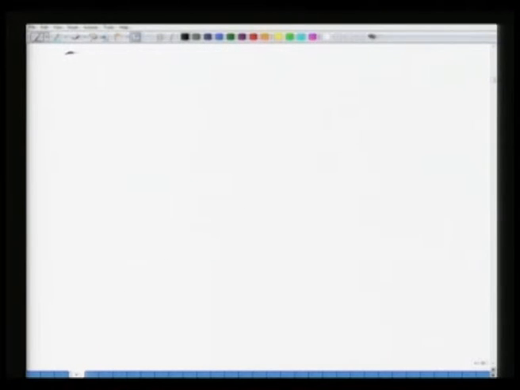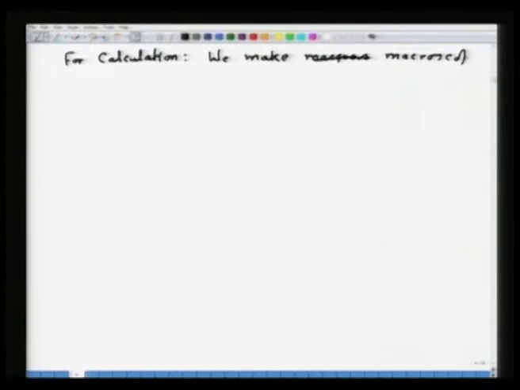Now, say for calculation purpose, we make macroscopic material and heat balance.